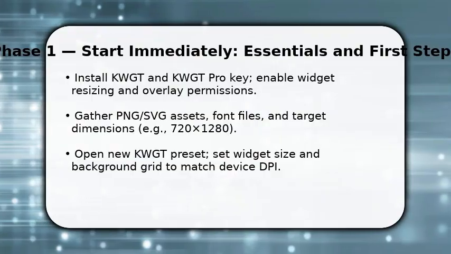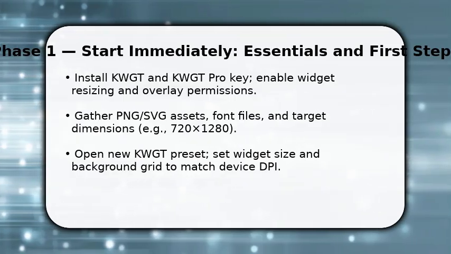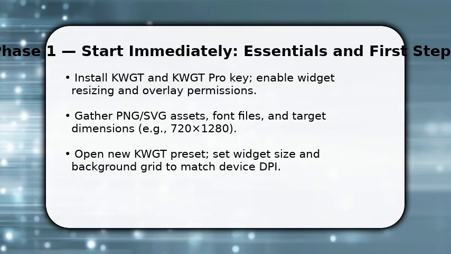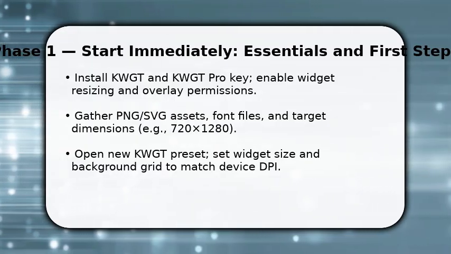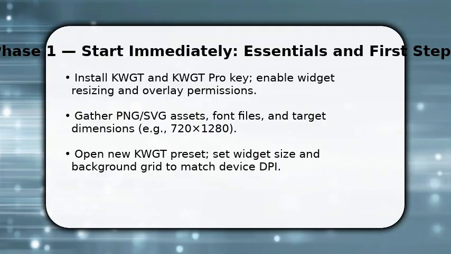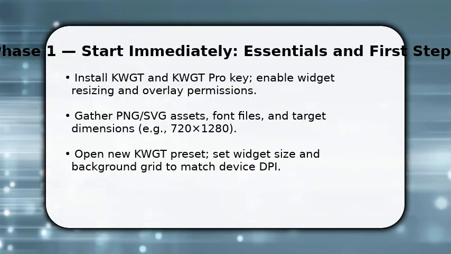You begin by making sure KWGT and the Pro key are installed. This unlocks exporting and advanced modules. Once done, set permissions for overlays and allow resizing so previews match the home screen. Import your PNGs, SVGs, and any custom fonts. This helps keep visuals sharp.